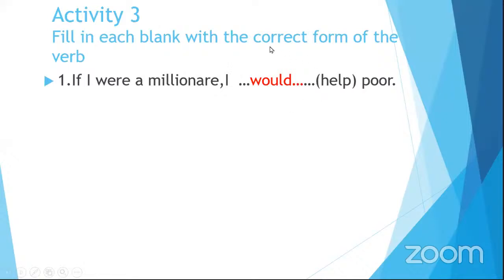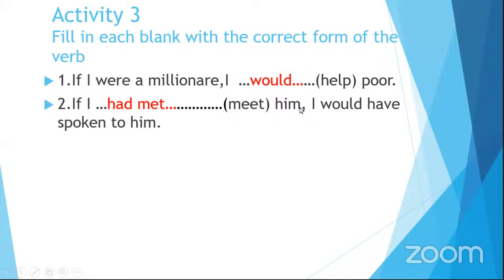And then definitely you will have to use would or could. And help also should be there. I have not put help. Help should be also there. In this, I would help. I have not included it, I'm sorry. It should be would help. Number 2. Look at the second one.